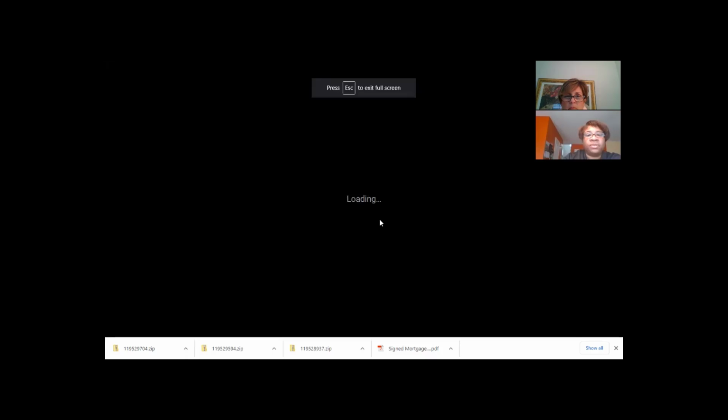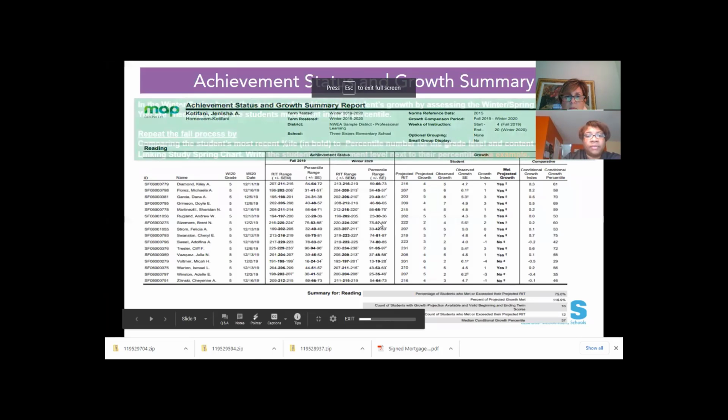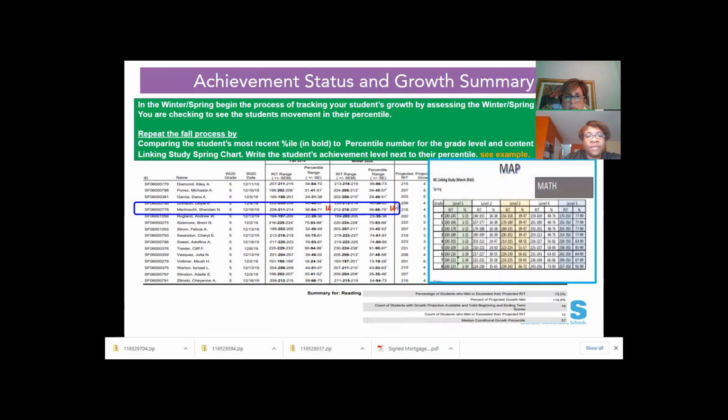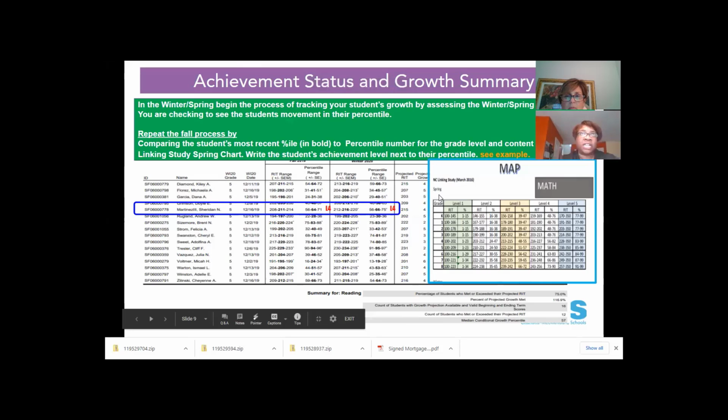So your level, when it pops up, you'll see a student at level 4 in the fall is 64. The student achieved a 66 in the winter. They're still at level 4. How do I know that? I would go to my spring chart. Remember I mentioned using the spring chart when I'm trying to assess where my students are currently performing. I always use my spring chart.